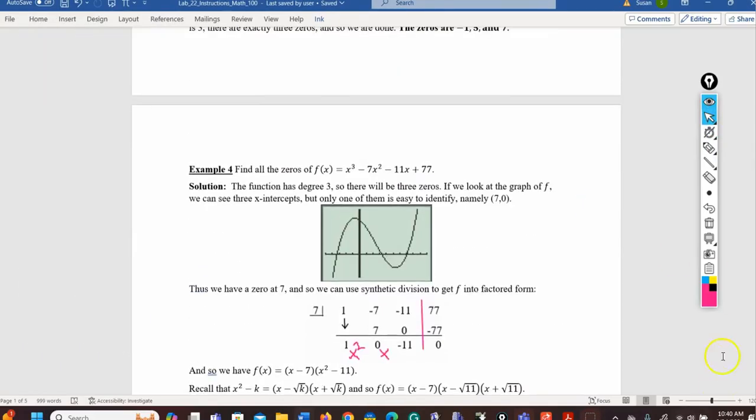Okay. So I know that 7 is a 0 on the graph. So I'm going to do synthetic division. Now I've already done it here, but I'll just do it. And so I'm going to put all the coefficients.